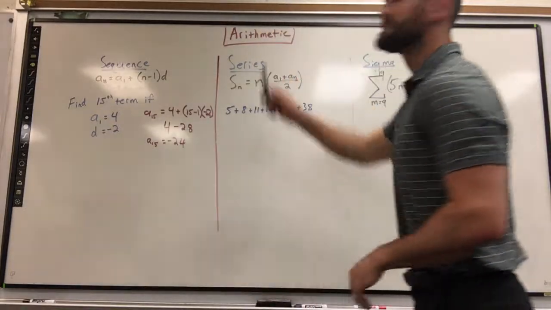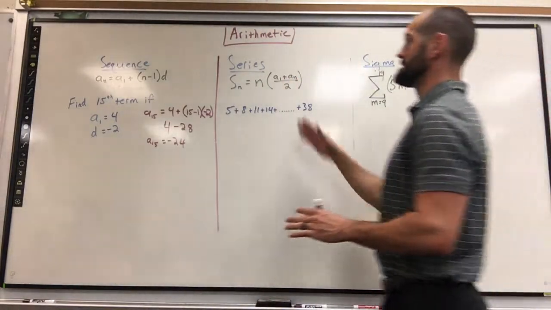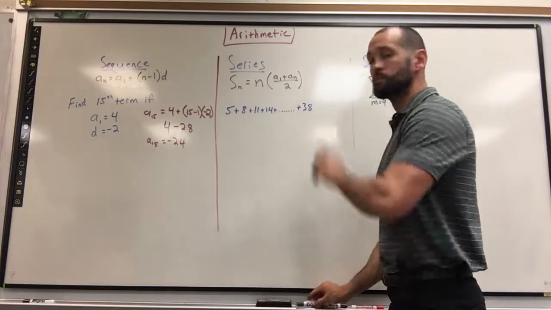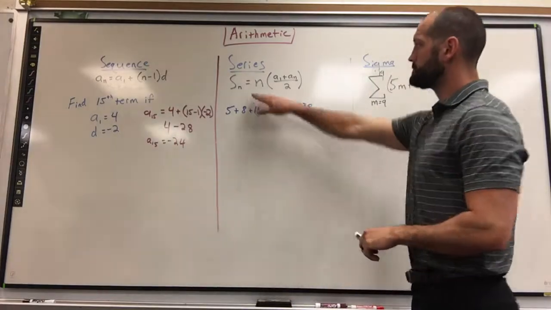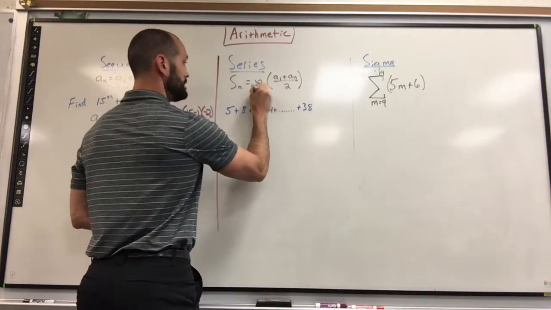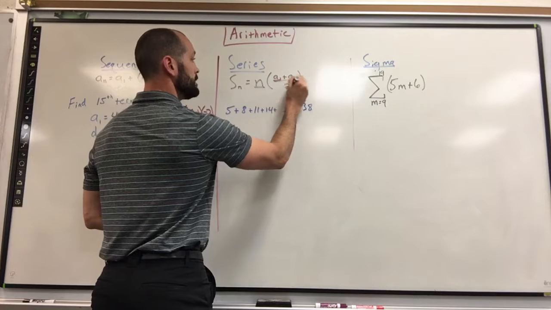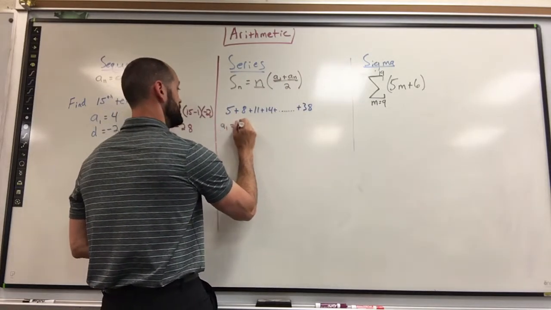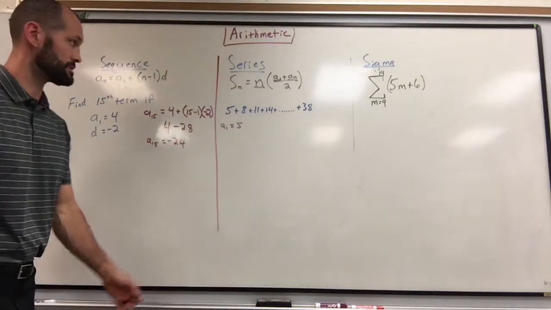Here we go. Series. Back to what defines the series: adding. It is a sum. So, this one takes a little time, so be very careful. If you look at the formula for a series, what is required? We need n, we need a sub 1, and we need a sub n. Well, let's look at what we know. I see right here, a sub 1 is 5. I clearly am given the first term.